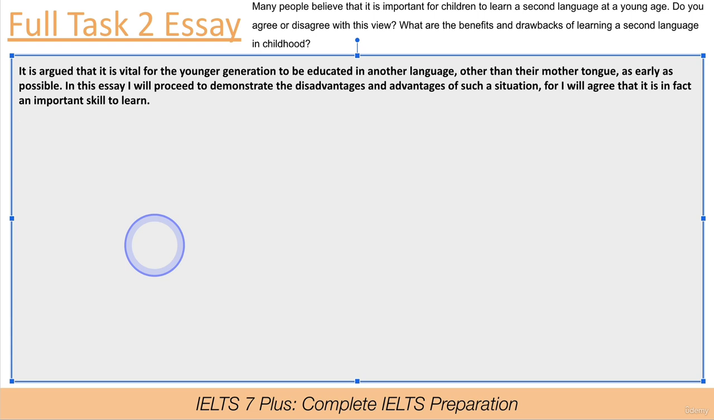Let's read this back. It's a bit longer, but that's okay. Every introduction will be a different length, depending on the question. It is argued that it is vital for the younger generation to be educated in another language other than their mother tongue as early as possible. In this essay, I will proceed to demonstrate the disadvantages and advantages of such a situation, and I will agree that it is in fact an important skill to learn. Okay, so that is how we're going to set up this answer, and we're going to get started on our drawbacks, our disadvantages.